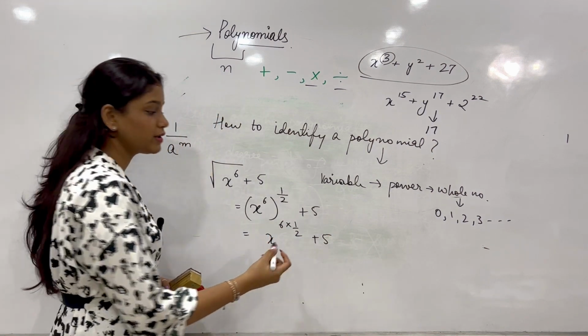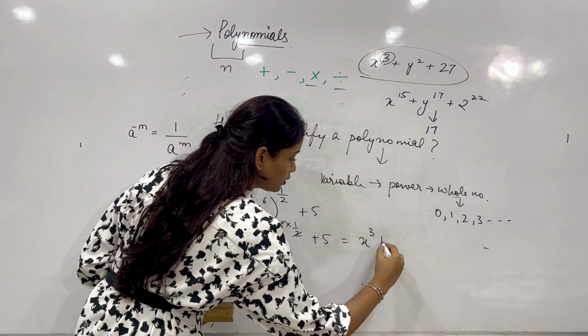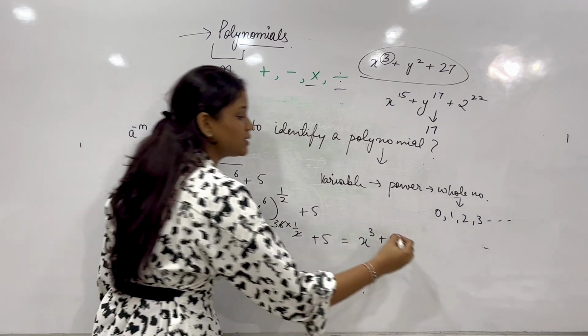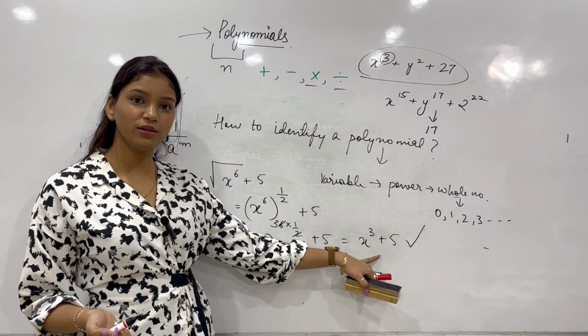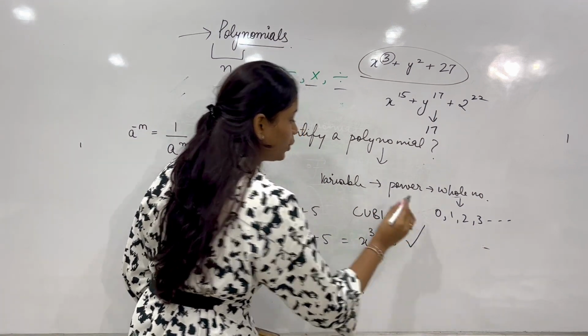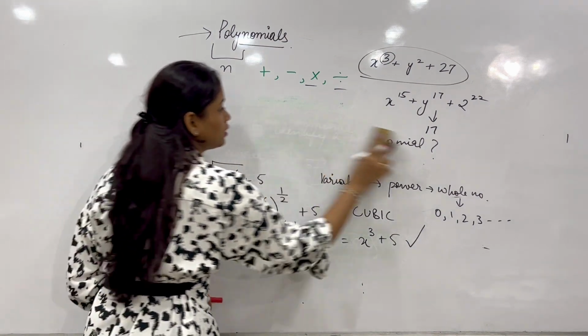Again we apply a law of exponent. 2 and 6 cancel. We get x to the power 3 plus 5. Now the power of the variable has become a whole number. So yes, it is a polynomial. And what is such kind of a polynomial called? With the power as 3, it is called a cubic polynomial. I hope you understood this much.